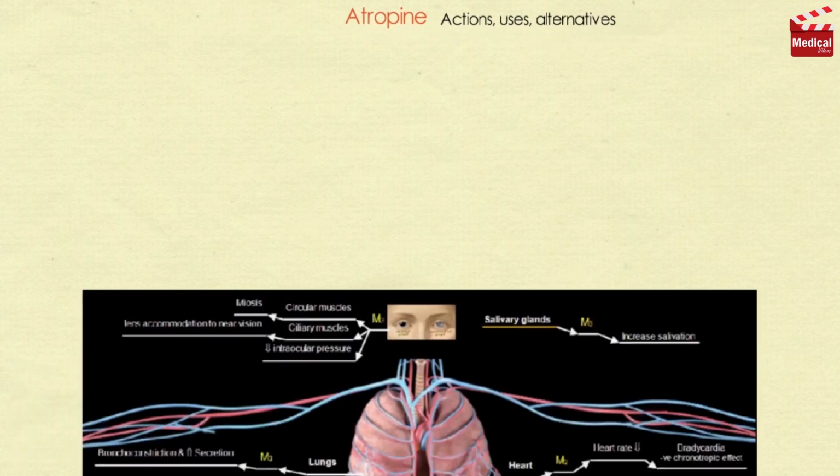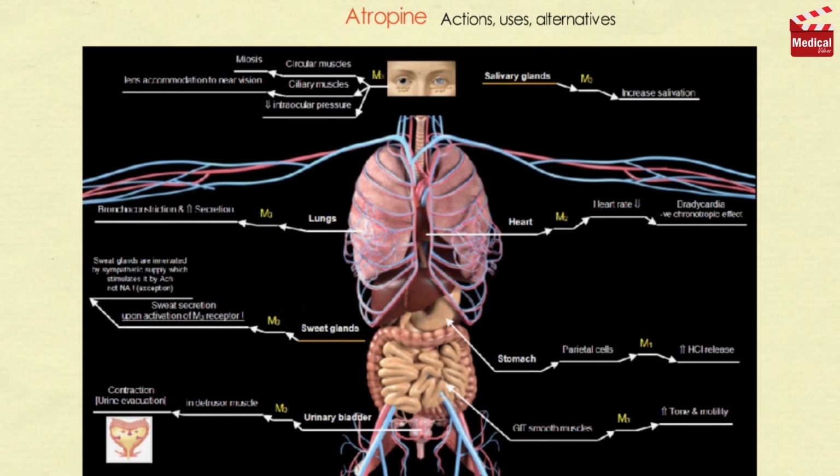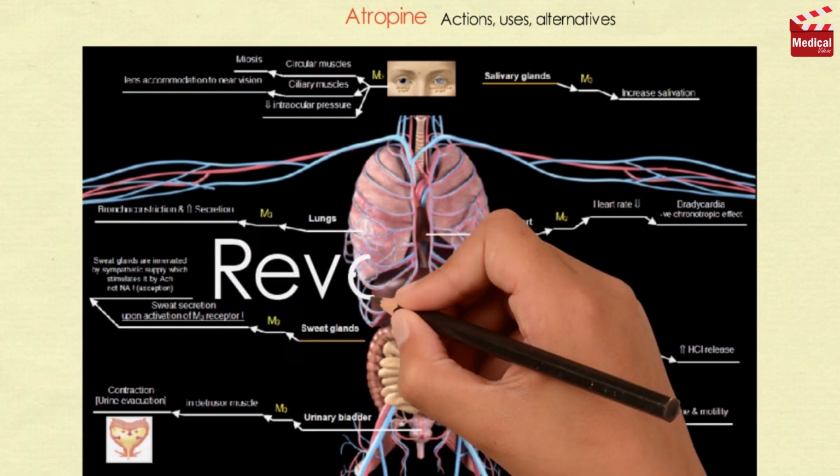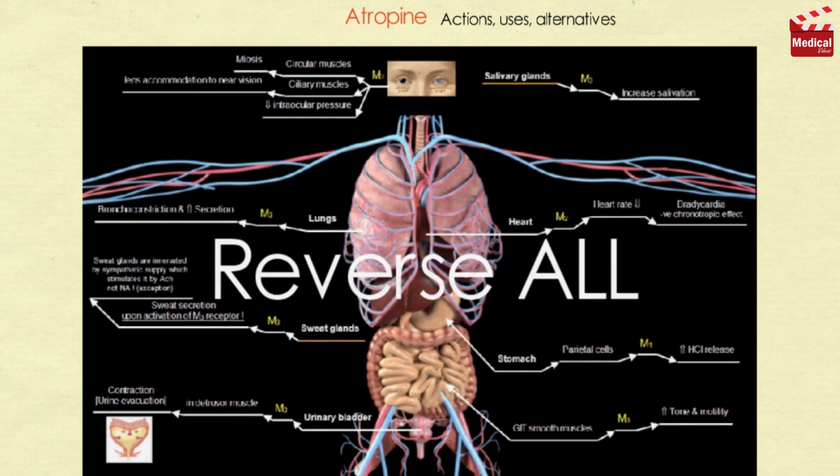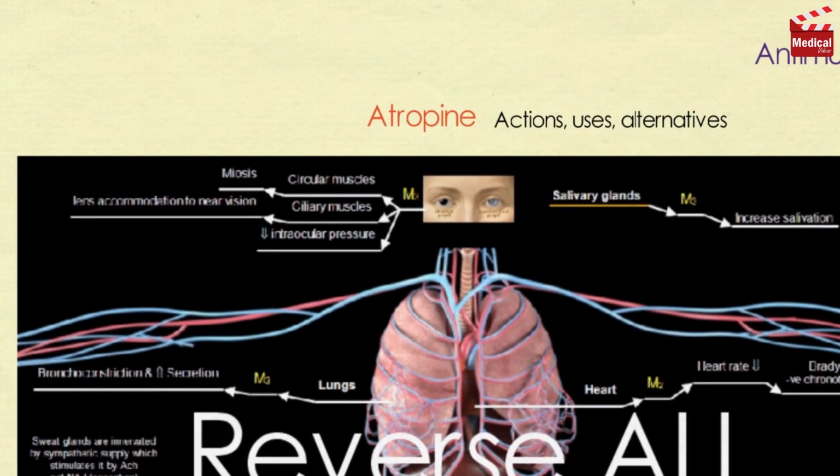To discuss its actions, we have to go back to the autonomic receptors lecture, where we knew the effects of parasympathetic innervation on each muscarinic receptor, then reverse all we said then, as atropine blocks these receptors. Now let's discuss atropine actions, uses and its alternative antimuscarinic drugs at the same time.